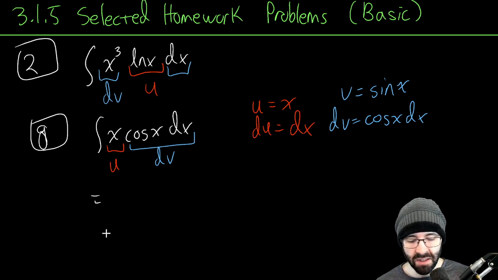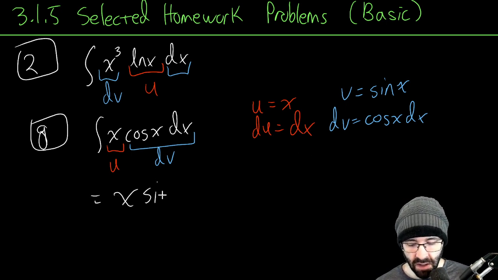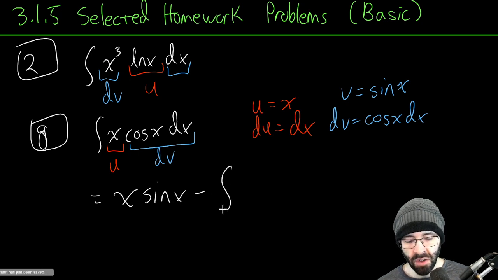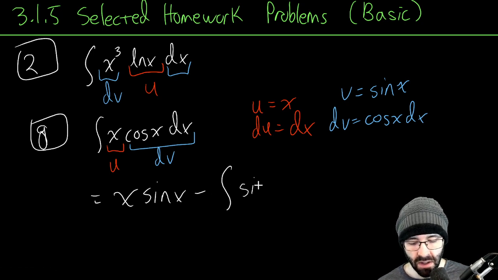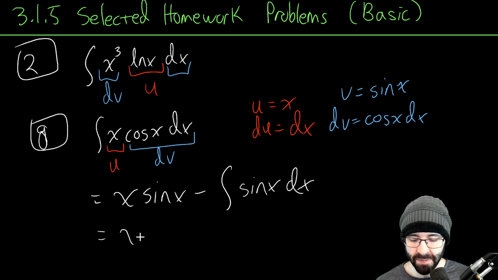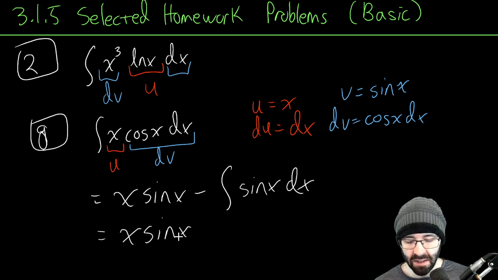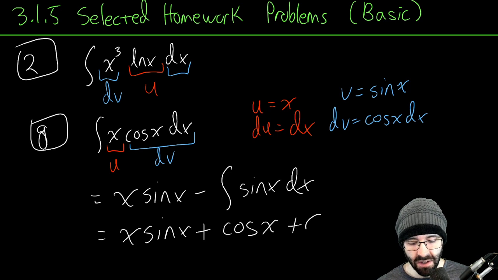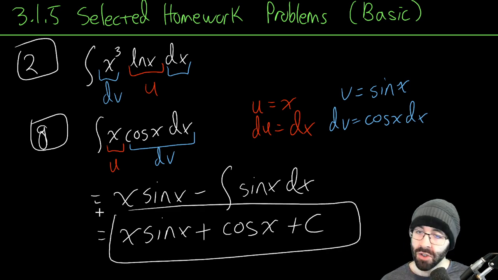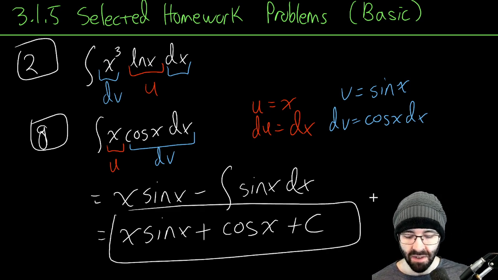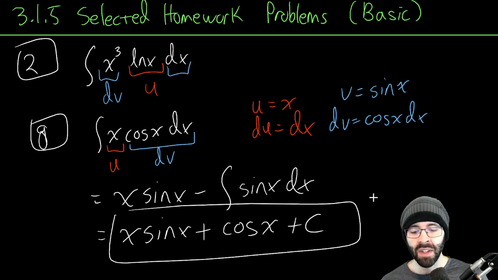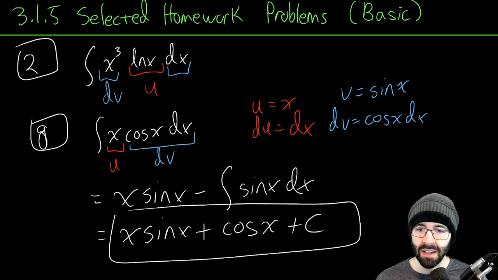The integration by parts gives us uv minus the integral of v du. And the second integral is no problem. We'll get x sine of x. The antiderivative of sine is negative cosine. The negatives cancel. We get this as our answer. You should be able to check by taking the derivative and showing that the derivative of this is the integrand for number 8.